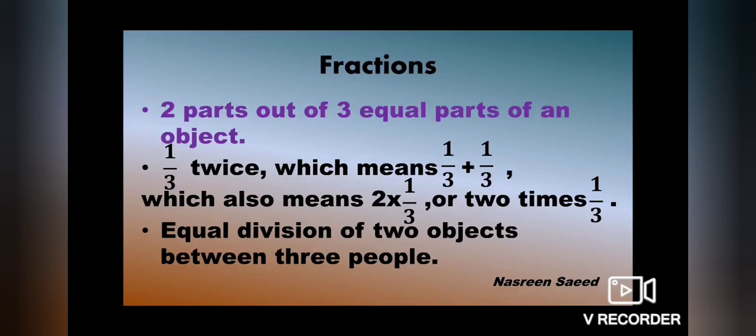2 parts out of 3 equal parts of an object. The first explanation can be 2 parts out of 3 equal parts. 2 parts 3 part में से मिल रहा है. The second explanation is 1/3 twice, which means 1/3 plus 1/3, which also means 2 times 1/3 or 2 multiplied by 1/3. That is the second explanation. The third is equal division of 2 objects between 3 people.